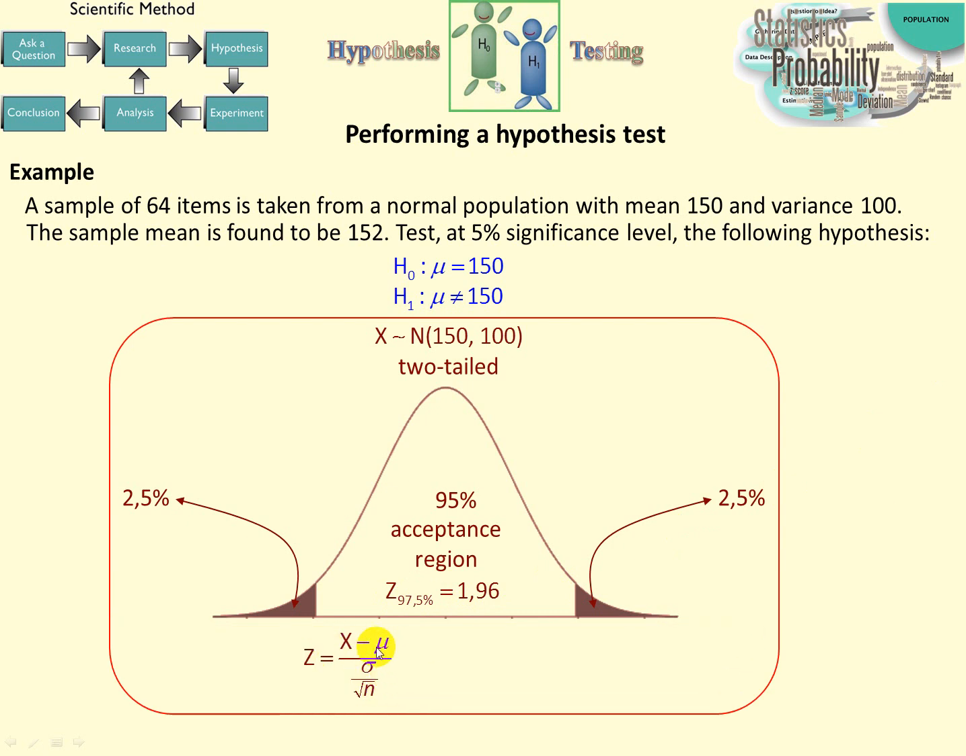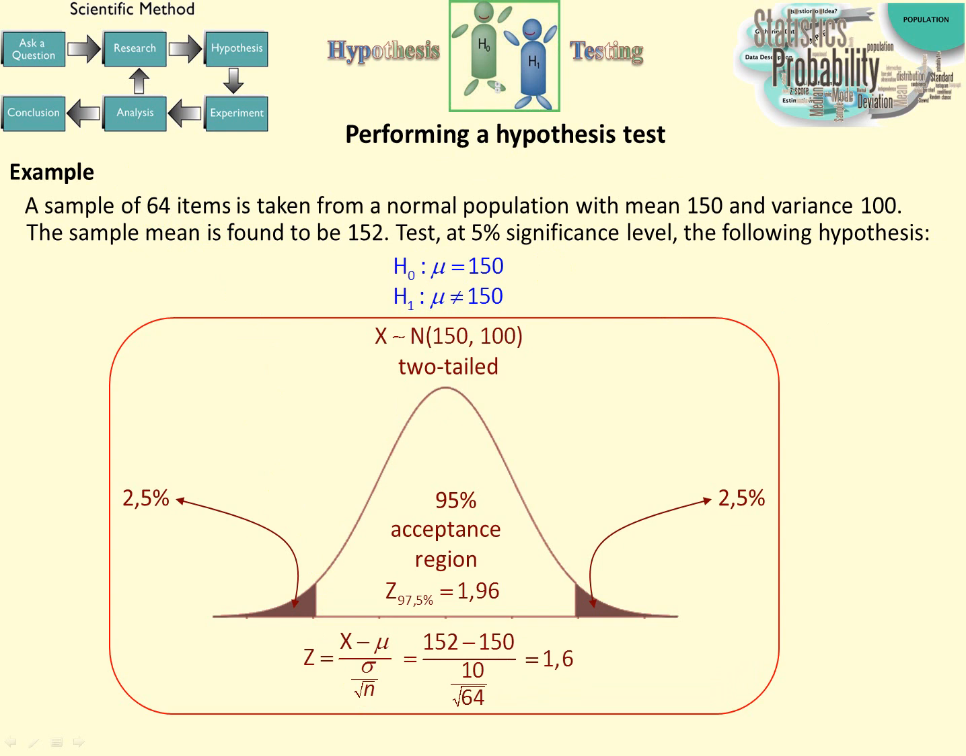Now we use our formula. This is the formula to convert to the standard normal distribution, because obviously at this stage the sample doesn't necessarily have a standard normal distribution. So we say the mean of the sample minus the mean of the population over the standard deviation of the population divided by the square root of the number of items, which is 64. And we end up with 1.6.